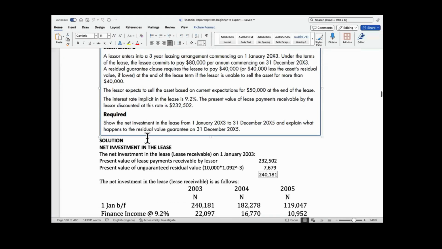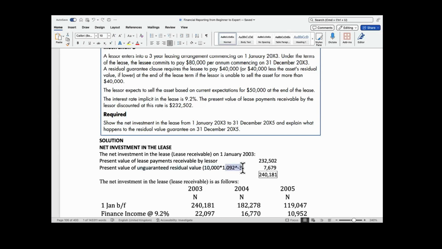Now, the net investment in the lease at the beginning of the lease, we'll get the PV of the lease payments as given in the question, 232502. You also get the PV of unguaranteed residual value. I've told you that the unguaranteed residual value is 10,000. You discount it to present value, which is 1 plus r raised to power minus 3.